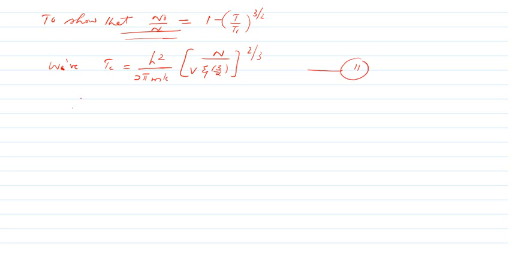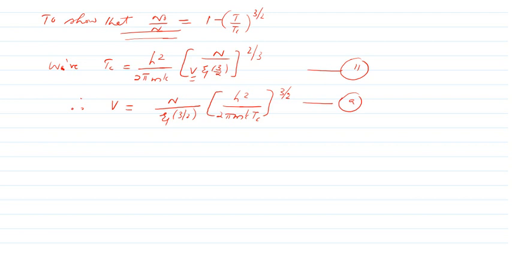Therefore, on rearranging, you can get V equal to N divided by zeta of 3 by 2, into h squared divided by 2 pi m k Tc, all raised to 3 by 2. You rearrange it by taking the cube and then the square root. Let me call this equation A.